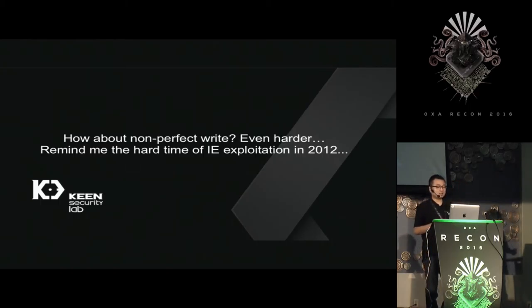So sometimes we may have some non-perfect bugs, like you can write or you can overflow, but the value you overflow or the value you do OOB write is not an arbitrary value. Actually, it has some limitation. So if that is the case, you will get even more trouble. It reminded me of the hard time of Internet Explorer exploitation in the year 2012, where I think it was very unlikely for you to exploit a UAF or something similar, which is not very perfect.